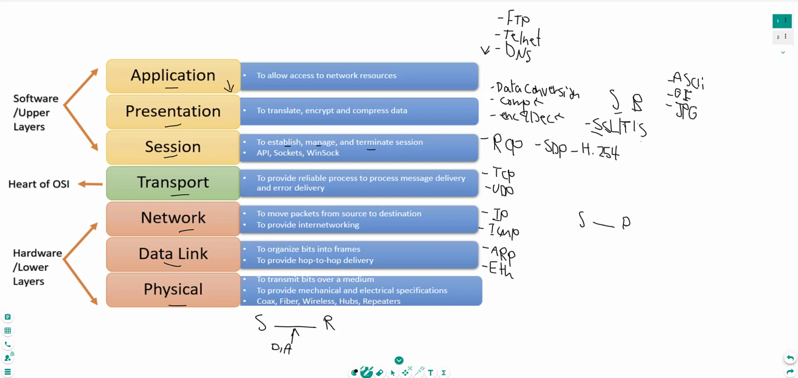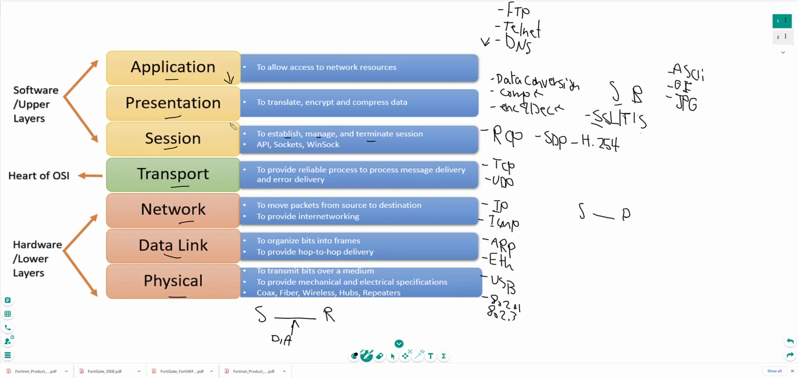One of the protocols used is, for example, USB or Bluetooth. Also wireless Ethernet, which is 802.11, and 802.3. As you can see here, the top three layers are software layers, and the bottom three are hardware. This is the heart of the OSI model.